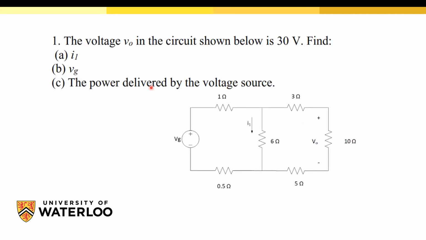For problem 1, the voltage V0 in the circuit shown below is 30 volts. Find I1, VG, and the power delivered by the voltage source. So the given is the voltage V0, which is the voltage across the 10 ohm resistor here. And it's required to calculate I1, which is the current passing through the 6 ohm resistor, and the voltage VG, which is the source voltage, and the power delivered by the voltage source, so the power delivered by this source.